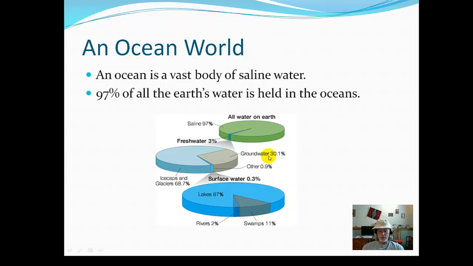Groundwater, water that is underneath the ground in wells, aquifers and so forth, is about 30% of that 3%. Other is about 0.9%, and surface water is only 0.3%. And of that surface water, almost 90% is found in lakes, 2% in rivers, and 11% in swamps. So as a percent, fresh water does not make up much of the total water that is found on Earth.